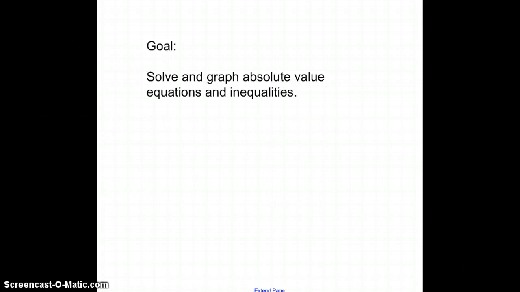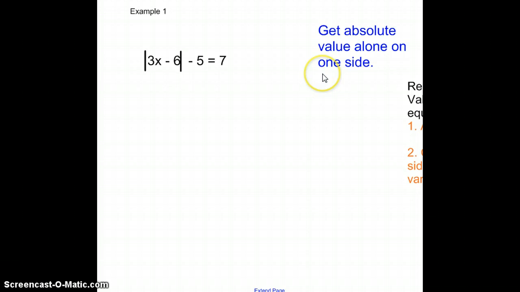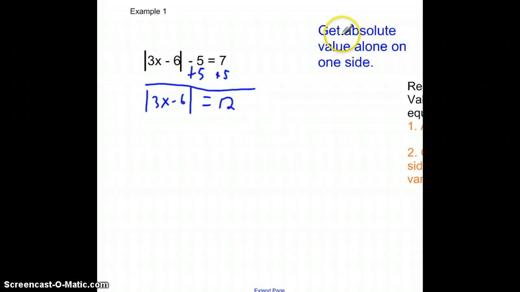So let's take a look at the first example to see what I mean. We have the absolute value of 3x minus 6, minus 5, equals 7. The first thing we've got to do is get the absolute value alone on one side. In order to do so, we'll add 5 to both sides. So we've got 12 over here, and on the left side we've got the absolute value of 3x minus 6.